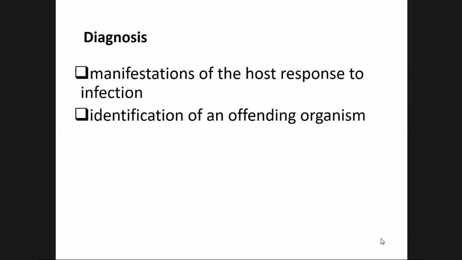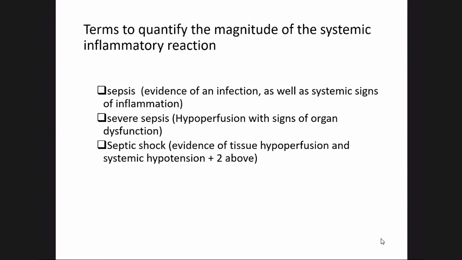So patients with sepsis have evidence of infection as well as systemic signs of inflammation, such as fever, leukocytosis, and tachycardia. So these are terms to quantify the magnitude of systemic inflammatory reaction: sepsis, severe sepsis, and septic shock.